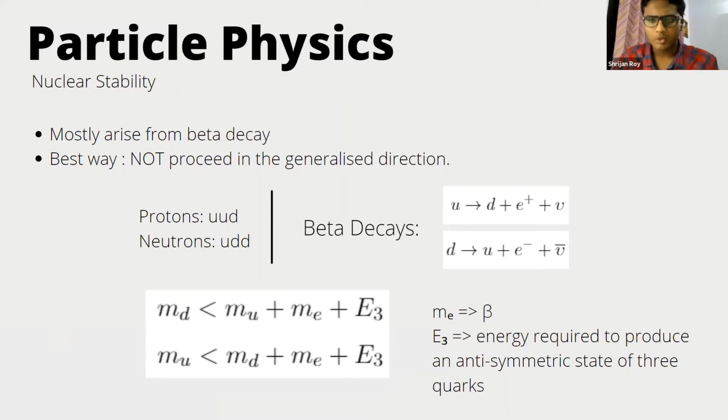For example, protons comprise 2 up quarks and 1 down quark, and neutrons 1 up quark and 2 down quarks. And we know that beta decay in the lower level description of up quarks and down quarks is that an up quark goes to a down quark plus a positron plus a neutrino, and a down quark goes to an up quark plus an electron plus an antineutrino, where we neglect the neutrino and antineutrino for their small mass. The example I'm putting here is that we don't want a proton, which is a UUD state, to convert into a symmetric UUU state.